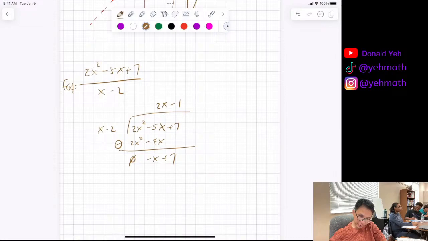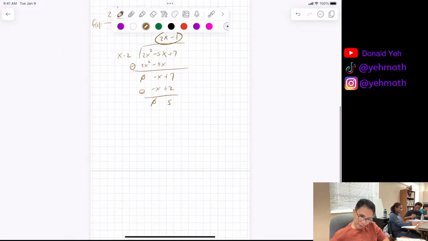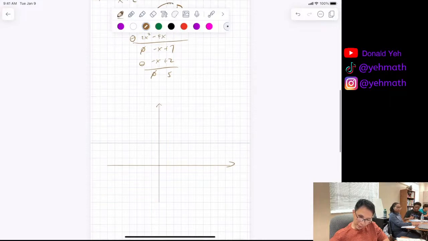So that's going to give you a negative x plus 2. And that's going to be negative. This is 0. This is 5, because you subtract 5. Again, I don't really care about this part. I care that it's 2x minus 1. I will say 2x minus 1 is here.